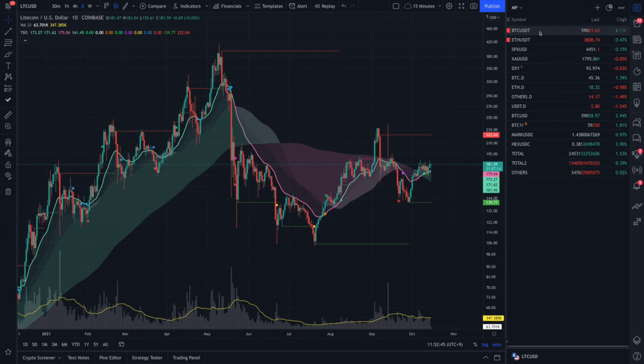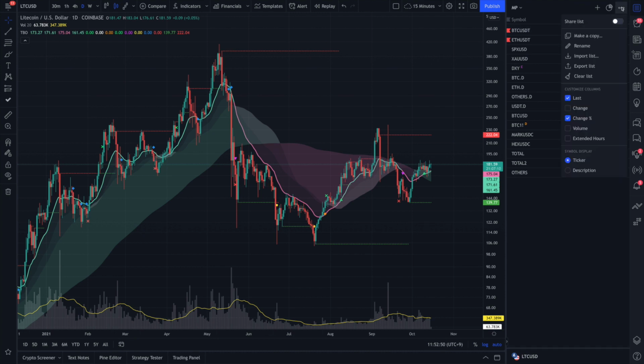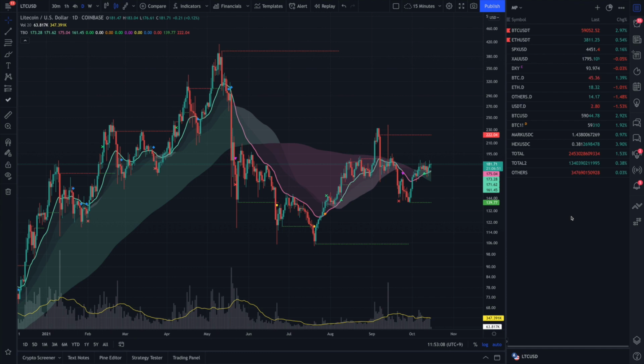You can see here my watch list, I have just symbol, last, and change. You might have more. And if you want to remove that, go to the settings. And here you can see the actual value change, the volume traded, and extended hours. We don't really need that. Or we can change it from a ticker to a description to let us know what we're actually looking at instead of just the trading ticker or the trading symbol.